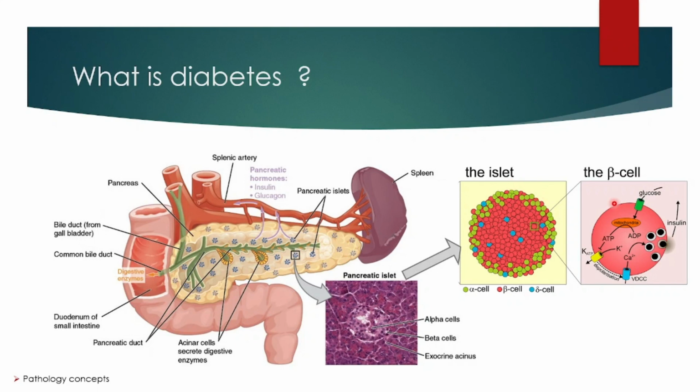Any damage to the beta cell, or impaired insulin secretion, or insensitivity to increased insulin occurs. All these mechanisms lead to chronic hyperglycemia.